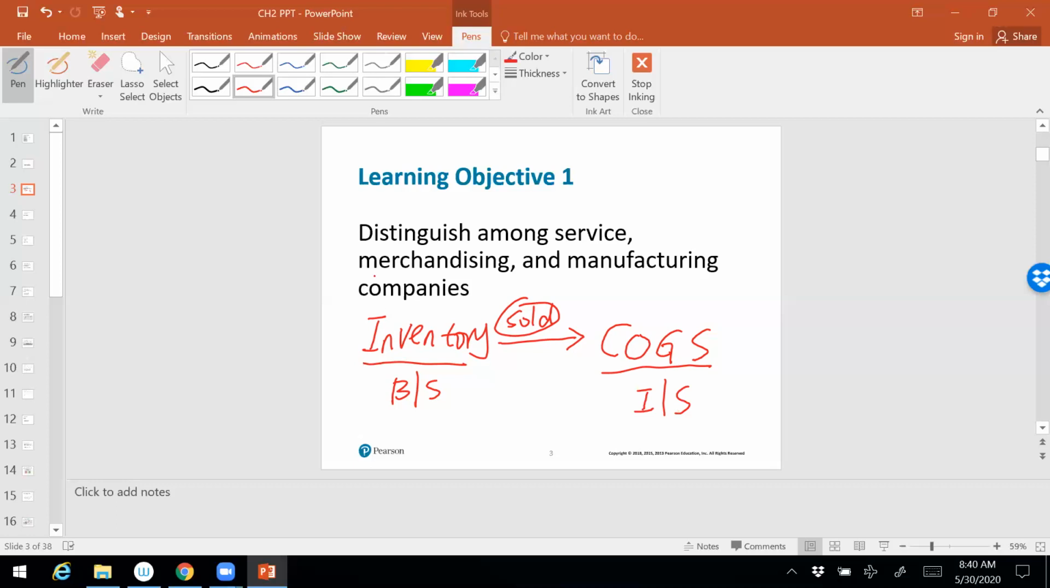And then the inventory links the balance sheet and the income statement. So it's a part of a balance sheet. Once you sell your inventory, it will become cost of goods sold and stay in the income statement. This is a very important logic. We will go back to this many times, but get the general idea why we focus on inventory.